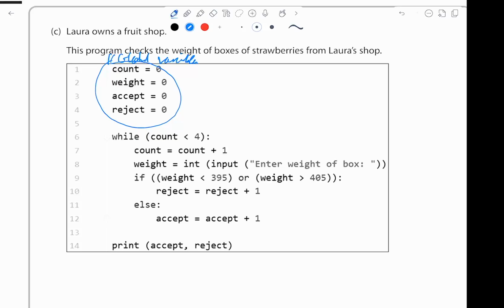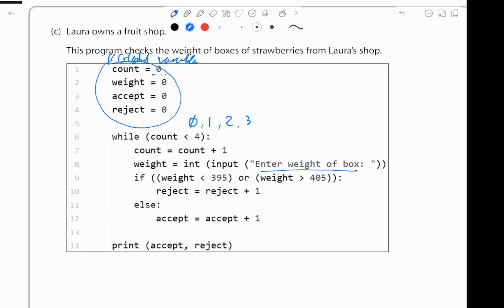So while count is less than 4, because it's 0, we'll have 0, we'll have 1, we'll have 2, and we'll have 3. So we just got to keep that in mind. Count equals count plus 1, so we increment count every time the while loop goes round. Weight equals integer, so we're converting whatever they type in, the weight of the box, into an integer, because the input statement is always a string.